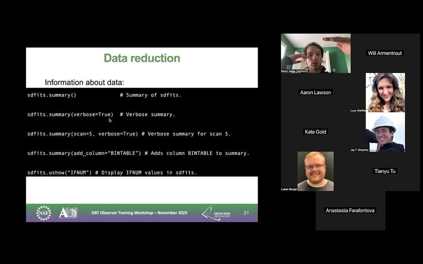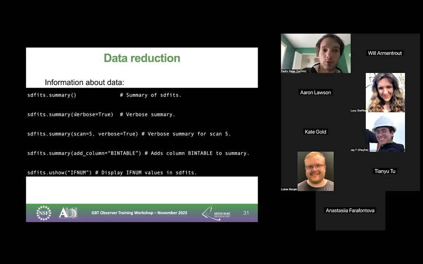So each row can represent a different frequency, a different calibration state. For example, if you're firing the noise diode, you will get one row without the noise diode, one row with the noise diode, without, with, and so on. If you're observing with multiple beams, one row can be one beam at one time, second beam, same time, first beam, next time, second beam, same time, and so on.